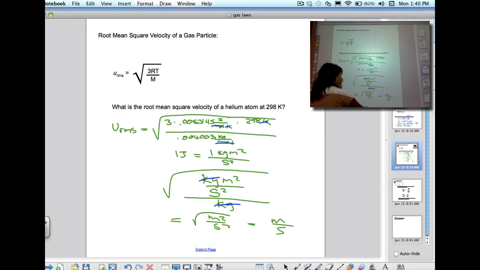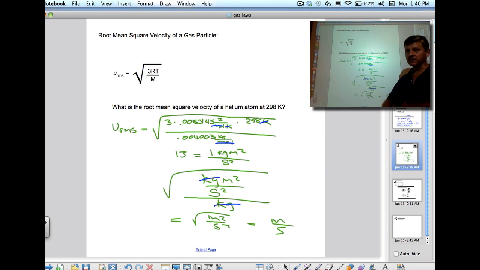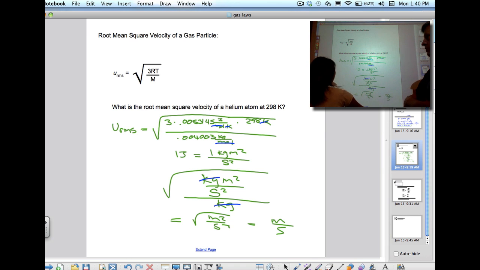That's really satisfying, isn't it? You start out with this really crazy jumble of different units and you end up with meters per second, which is a good unit for a velocity. And the final value, according to my calculator, is 43.1 meters per second. So U RMS is equal to 43.1 meters per second. Excellent.